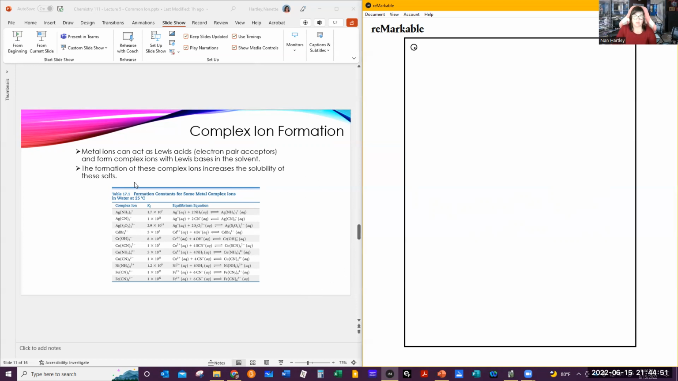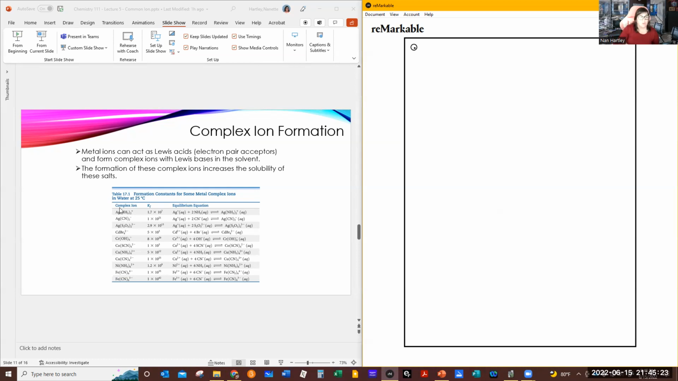What we're looking at with complex ion formations is that metal ions can act as Lewis acids. So they are electron pair acceptors. If they're electron pair acceptors, they can form complex ions with Lewis bases. Our most famous Lewis base is NH3. It's got a lone pair of electrons, so it can donate to that cation. CN- is another good one. Actually, OH- can act in the same way. So you'll see that there are a number of them in here.